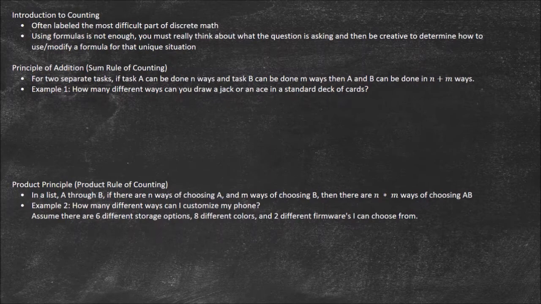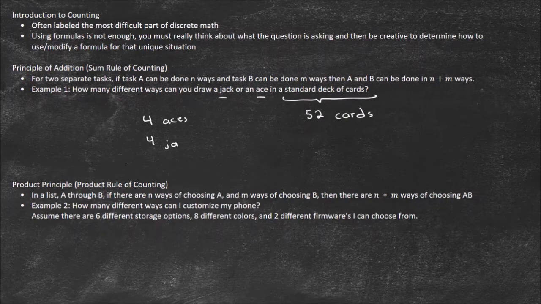How many different ways can you draw a jack or an ace in a standard deck of cards? So I'm just drawing a card from the 52. There's 52 cards in the deck. That's important, so make sure you have that down. There's four different suits: hearts, diamonds, spades, and clubs. And each one of those has one jack and one ace. So that means I have four aces and four jacks total in the deck.